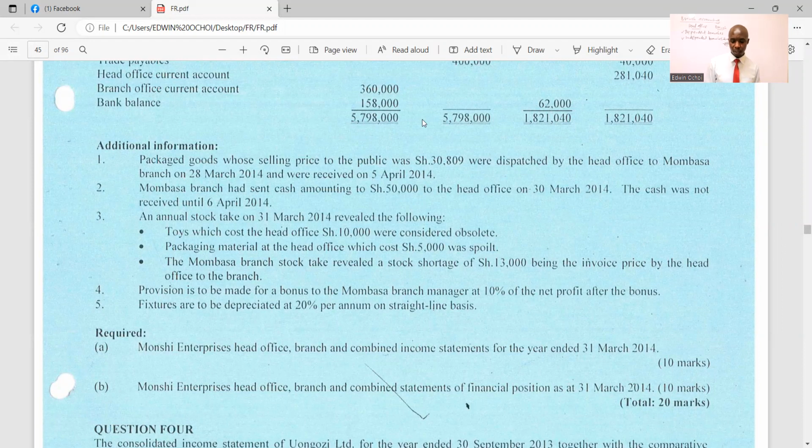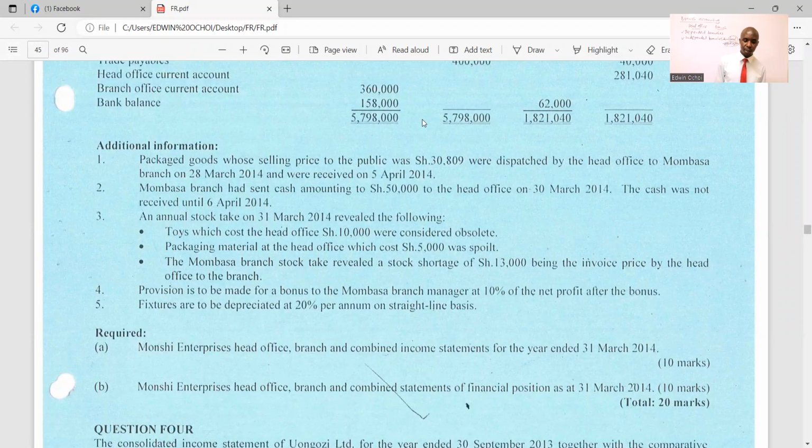That is, our financial year ends on 31st March. So these goods were received after 5 days, after the end of the year. So meaning that, by the end of the year, those goods were in transit. So additional information number one, we have goods in transit.